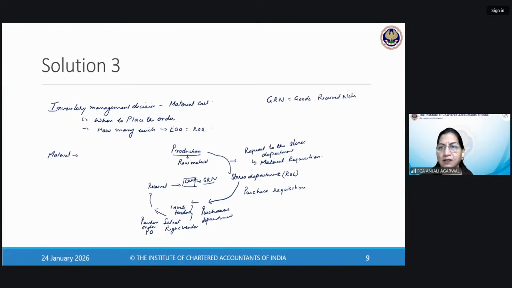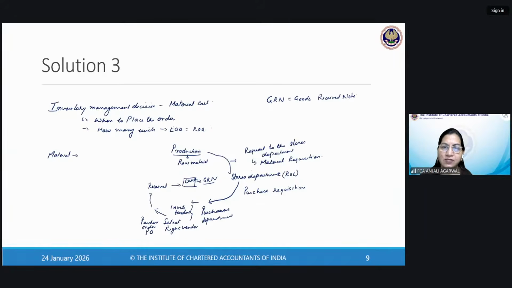That yes, we are satisfied with the quality and we have received the right quantity. I'm sure all of you are placing orders nowadays online through Amazon, Flipkart, etc. So when you receive these goods, you have to sign it somewhere or you have to give an OTP. That is like acknowledging that yes, we have received the goods in right condition and quality and quantity. So that is goods received note.